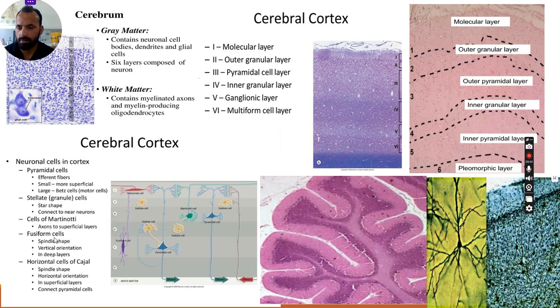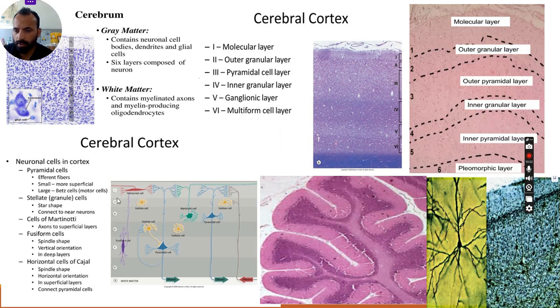Then you have the fusiform cells, spindle shaped. Look at the shape of the soma here, it is a spindle shaped cell, and the orientation of these cells is vertical, and this type of cell will be in the deeper position. Then you have the horizontal cells of Cajal, again spindle shaped cells, but these cells will be in the superficial layers. So both the fusiform and the horizontal cells of Cajal are spindle shaped, but horizontal cells of Cajal will be in the superficial layer, layer first, while the fusiform cells will be in the deeper position.